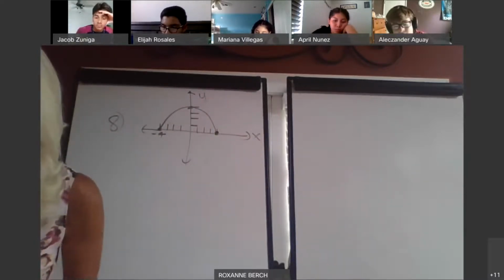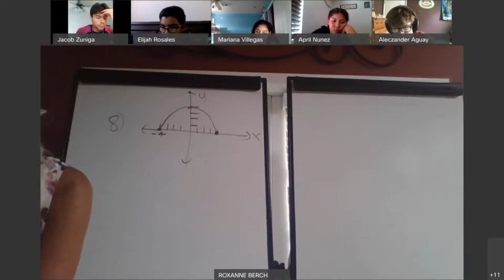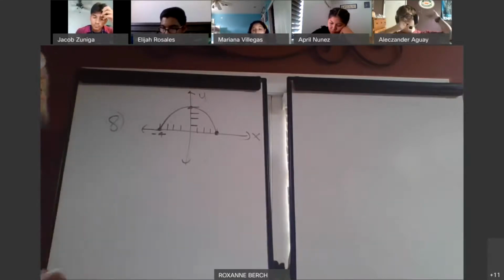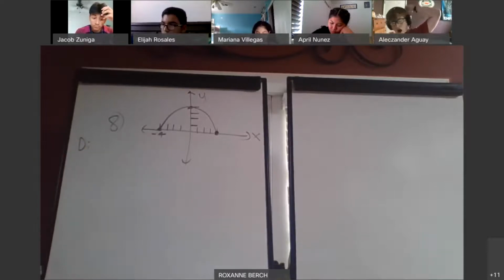So they say the directions on the previous page, it says write the domain and range in the 3 notations and state the end behavior. So that's what you have to do. So we have to write the domain and range in all 3 notations. So what's the domain?